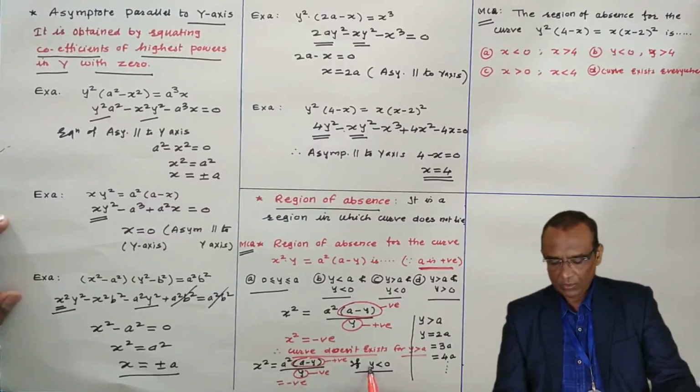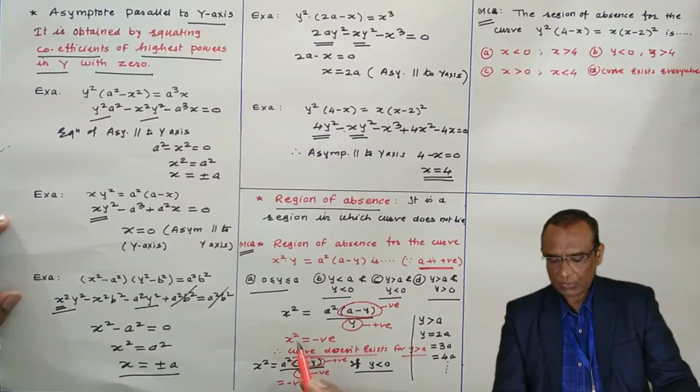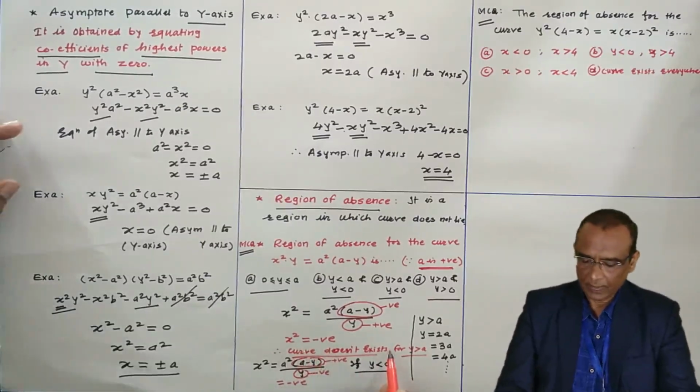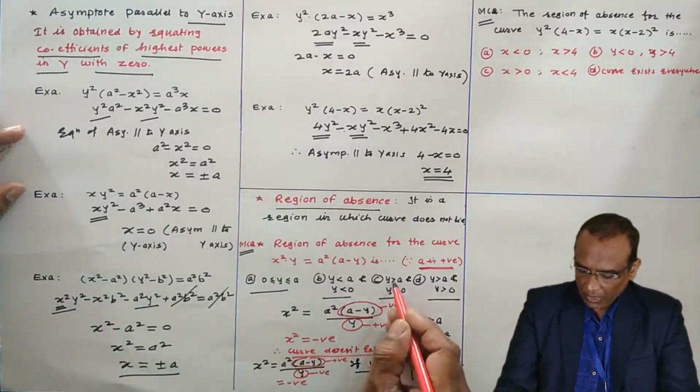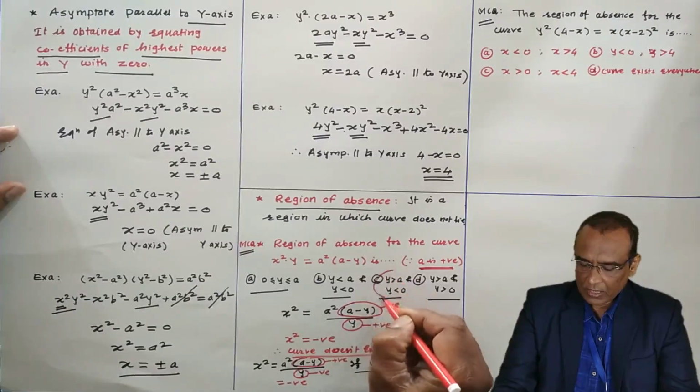For y less than 0, x square is negative, the curve does not exist. For y greater than a, x square is negative, the curve does not exist. Okay. Means what is the correct answer? For y greater than a and for y less than 0. This is the correct answer.